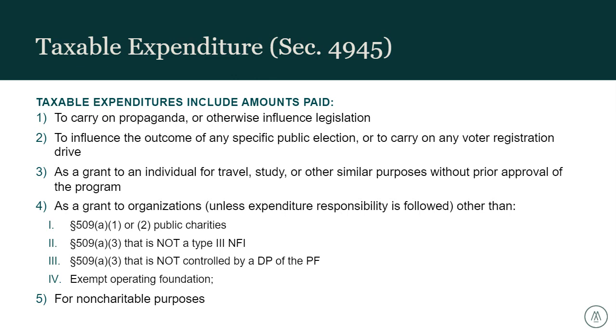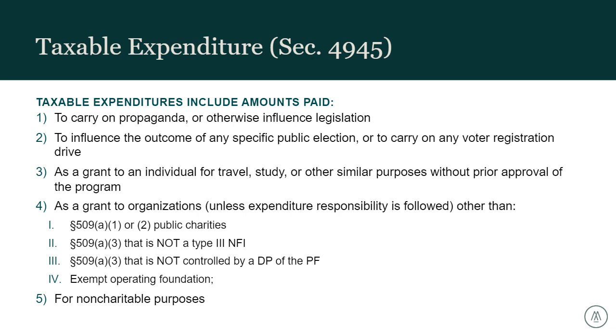The second one there is influencing the outcome of an election. So obviously we can't do that, and probably most of you know from a C3 perspective, political activity is definitely outlawed. Activities that are considered to be participation in a political campaign include publishing or distributing statements on behalf of or in opposition to a candidate, paying salaries of campaign workers, and conducting or paying expenses of a voter registration drive.